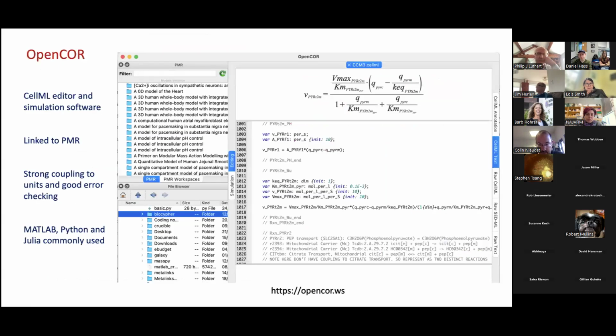This is an example of OpenCOR, which is the Auckland CellML editor and simulation package. You can see in the window, it's linked to the model repository. So you can just click on a model and it'll load up and you can run simulations. On the right is a bit of a metabolism model. And there's just 2 features I'd like to draw to your attention.